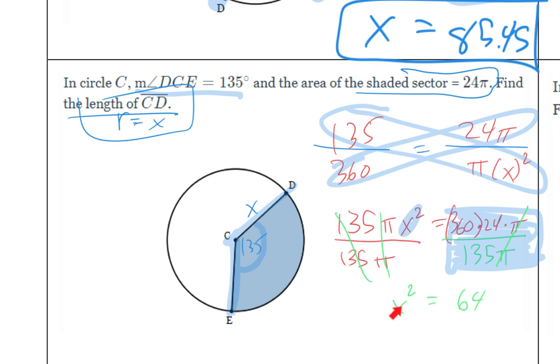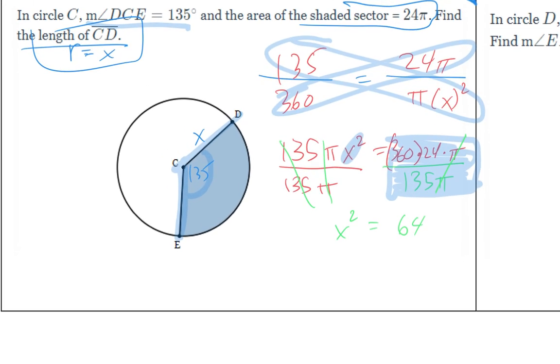Now, we don't want x squared. We want x, right? So how do we do that? Think about what we're trying to get to, right? We're trying to get to x, right? But we have x squared. So what happens to go from here to here? Well, from here to here, we square it, right?